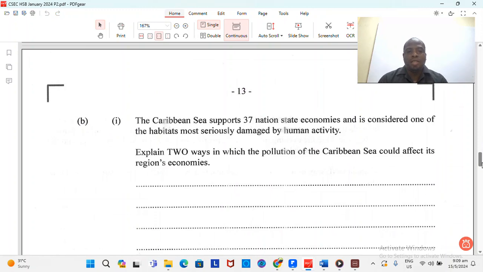Now, B is looking, it says the Caribbean Sea supports 37 nation state economies and is considered one of the habitats most seriously damaged by human activity. Unfortunately, sometimes humans are more of a danger to themselves based on our activity.